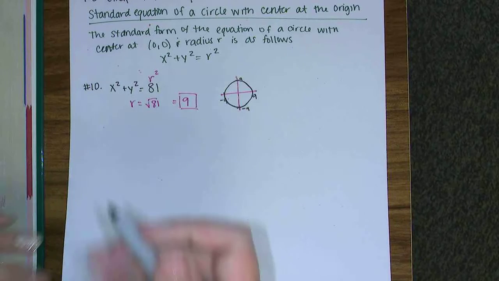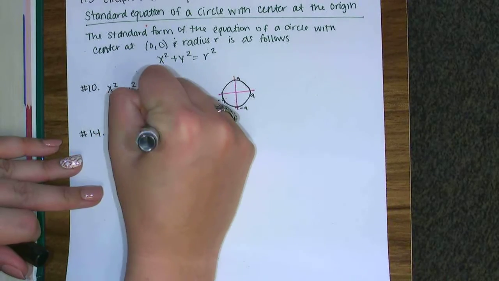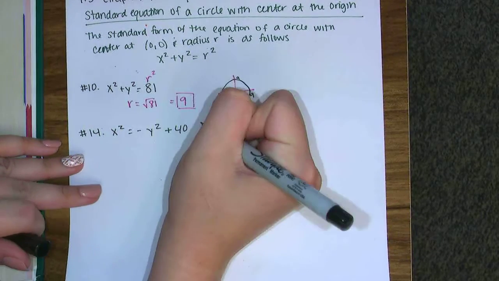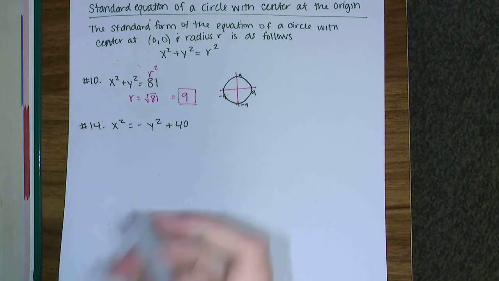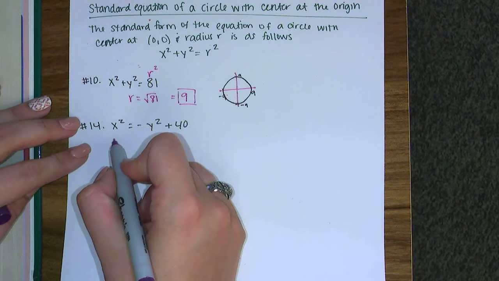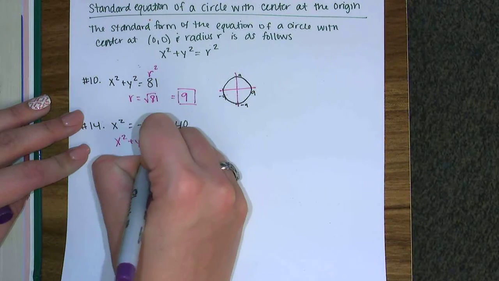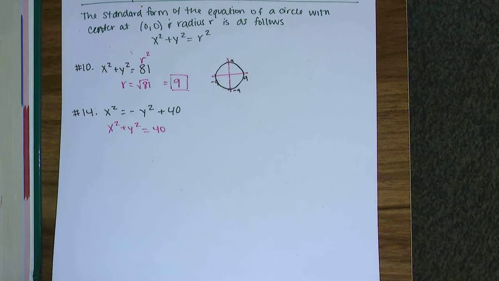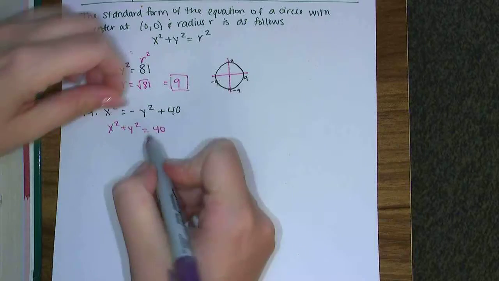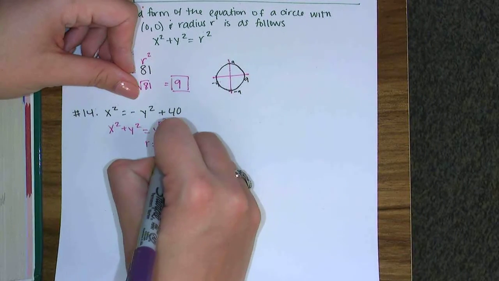14. x squared is equal to negative y squared plus 40. Alright, well, I need to get it in standard form in order to solve it. So to do that, I need to add this y squared over. So x squared plus y squared is equal to 40. And then now I can say this is r squared. So r is equal to the square root of 40.